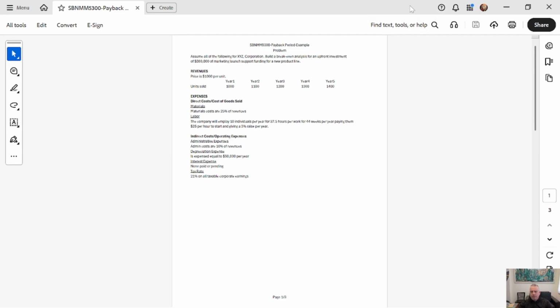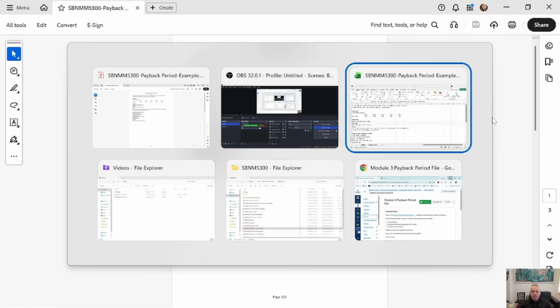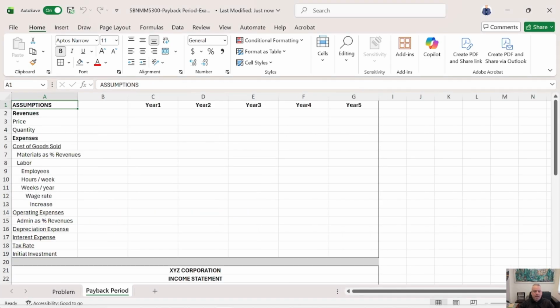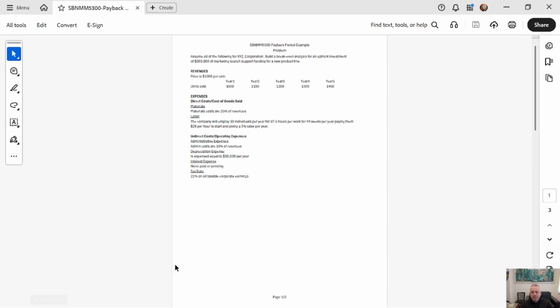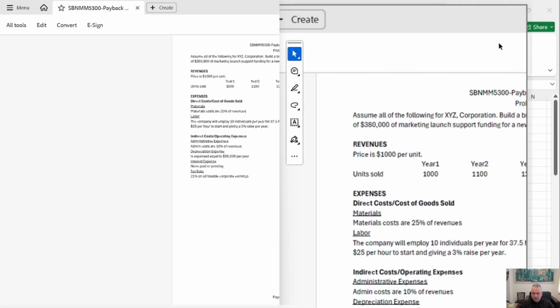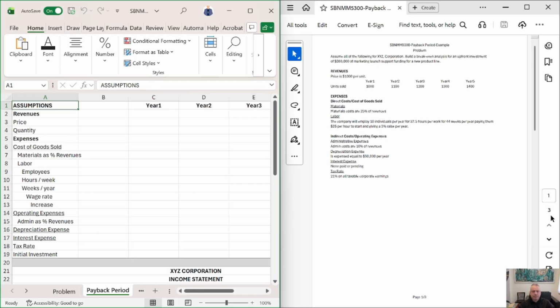So let me show you one way by which we could handle a payback period example. The first thing I'm going to do is show you that I've built a structure into a spreadsheet I'm calling the payback period tab. Let me pull this up next to it so you can see what they look like side by side for a moment.